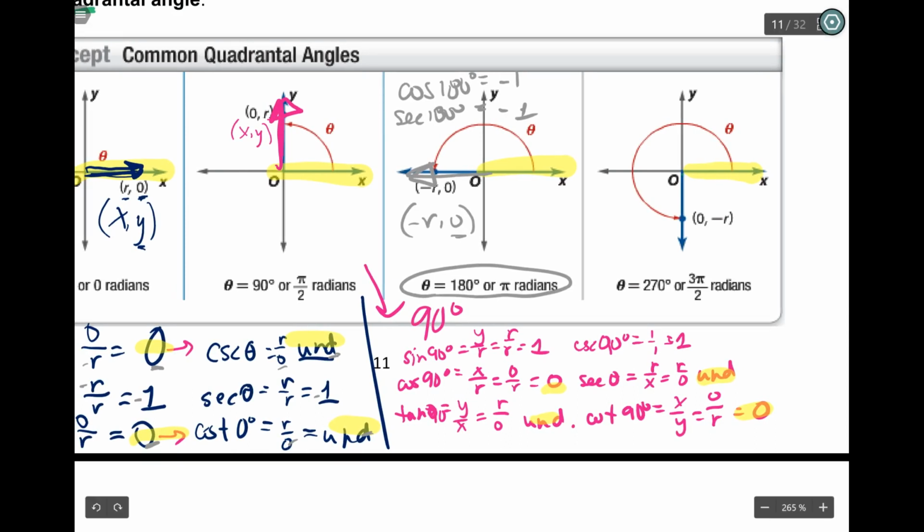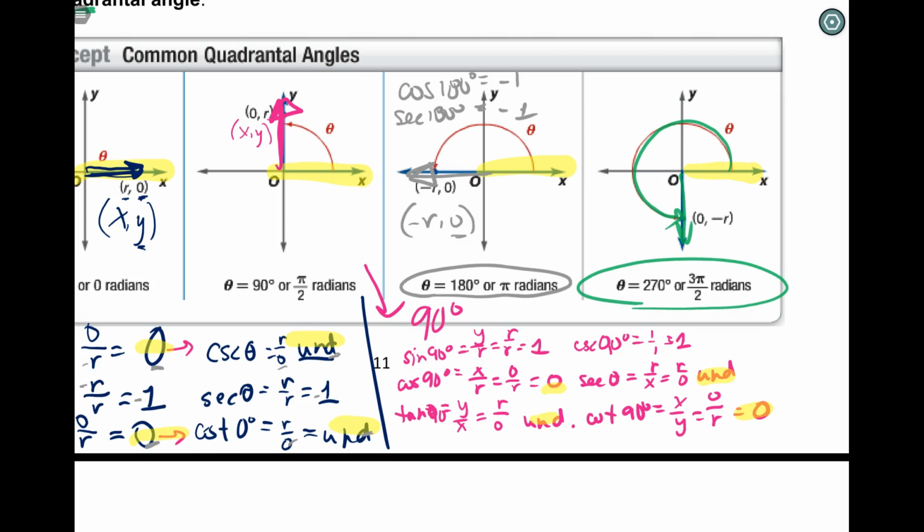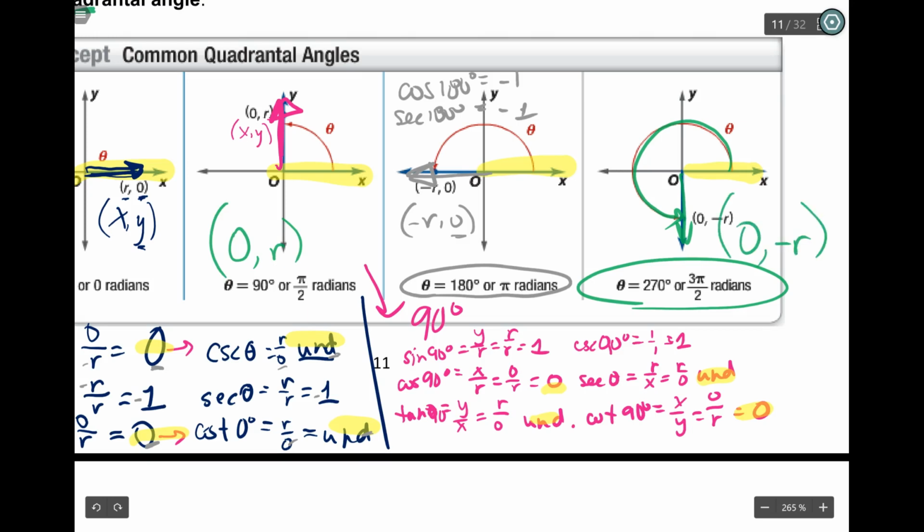All right, so here's my coterminal angle. We go all the way around. So this is negative 90, or 270, or 3 pi over 2 radians. Notice the difference between the 90 degree and 270 is we have a positive 0 comma r for 90, and we have a positive 0 and a negative r. So once again, I just have to go through my 90 degree values and just make my r negative.